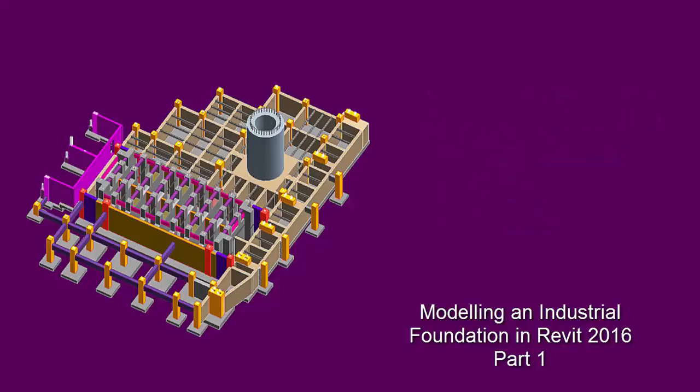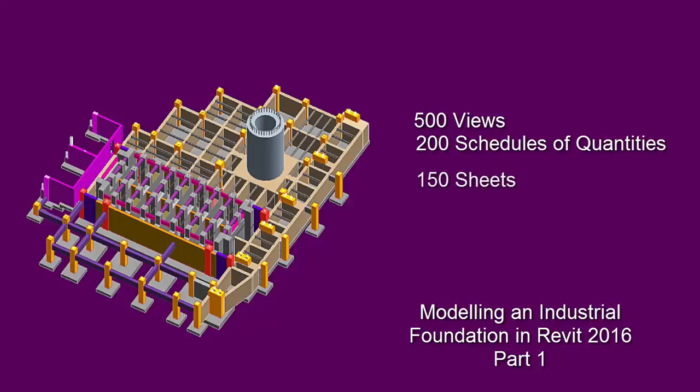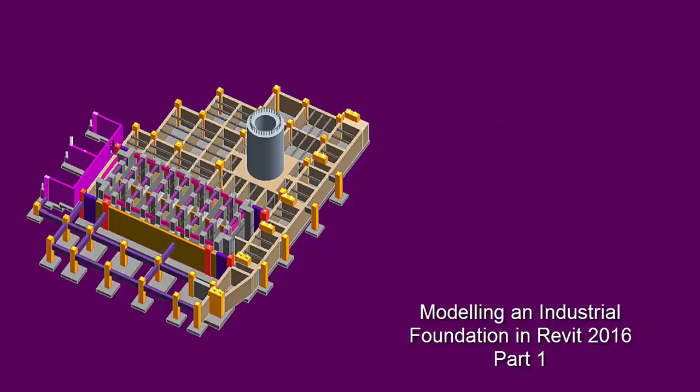This foundation supports two furnaces. Furnace number 1 sits on the circular foundation, and furnace number 2 is located here. To document this foundation, I created 500 views and 200 schedules of quantities. I then placed these views and schedules onto a total of 150 Revit sheets. The final package includes all the information needed to construct this foundation.